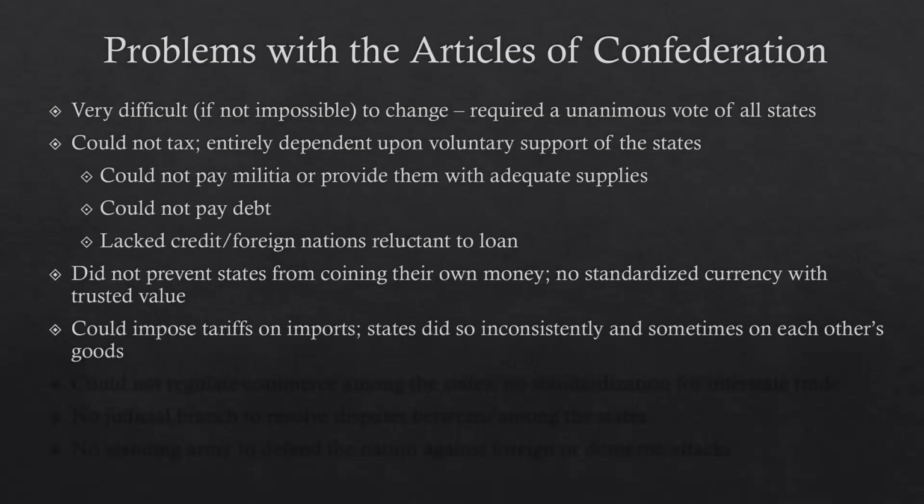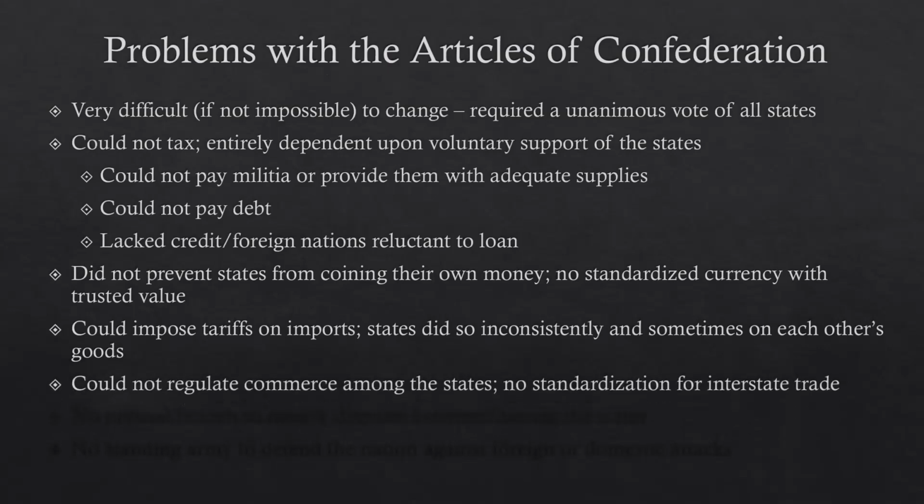The Confederation government could not impose tariffs. So tariffs are like taxes on imports. They're called tariffs, imports and exports. They are an external tax. The nation, the United States, could not impose them, but states did, and they did so inconsistently. So it was almost like a tariff battle between the states. States could impose tariffs on each other. It was very inconsistent, and there was very little standardization.